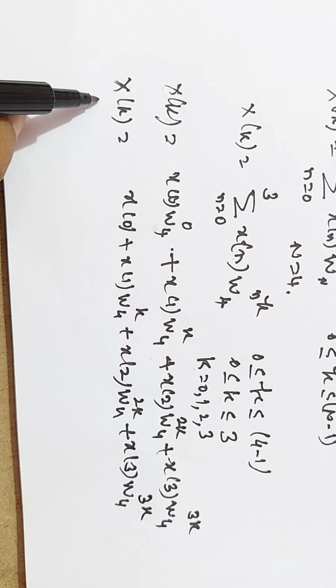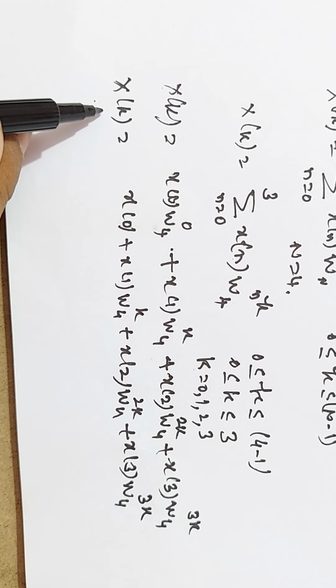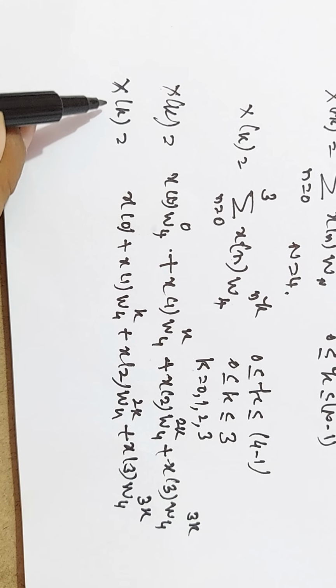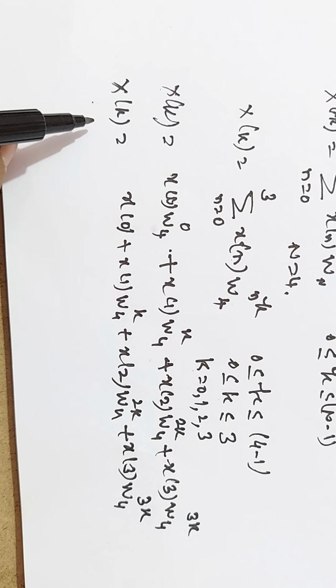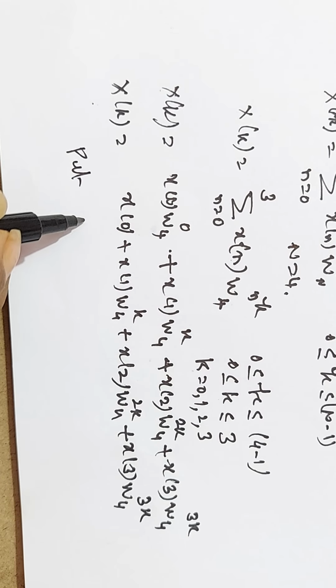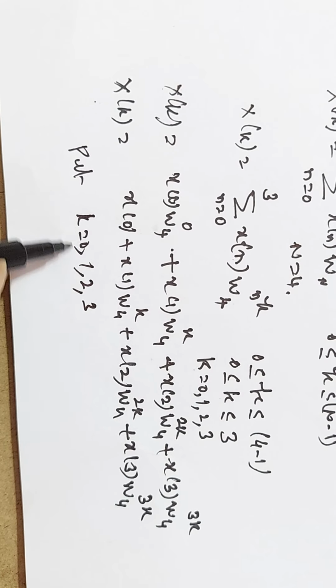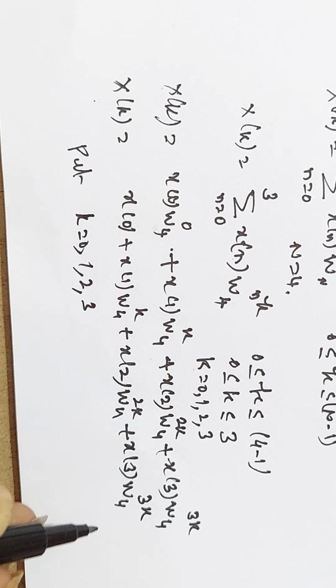Here, what are the values of k? K can have 4 values. K equals 0, you get first sample, x of 0. If k equals 1, you get second sample, that is x of 1. X of 2, third sample. X of 3, fourth sample. Therefore, put k equals 0, 1, 2, 3. All 4 samples you will get now.